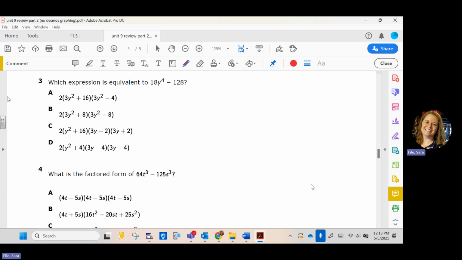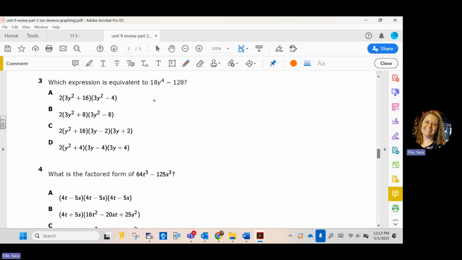All right, which expression is equivalent? This is a difference of perfect squares, okay? Because this first term, I could take the square root of this, or actually, no, I cannot. 18 is not a perfect square. Let's see. It looks like we'll have a GCF that we can take out, and then we may have a perfect square. So look at your list of factors.